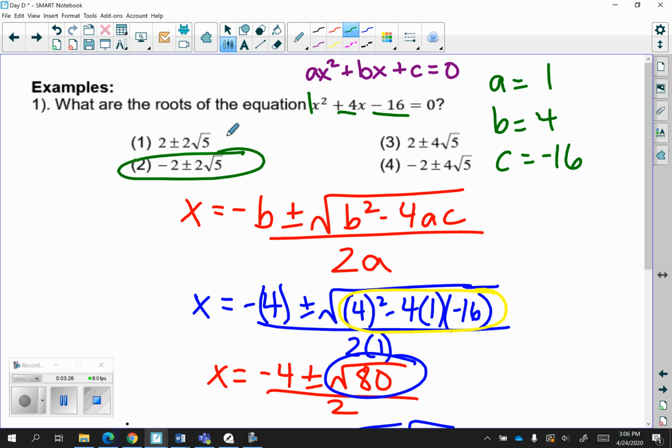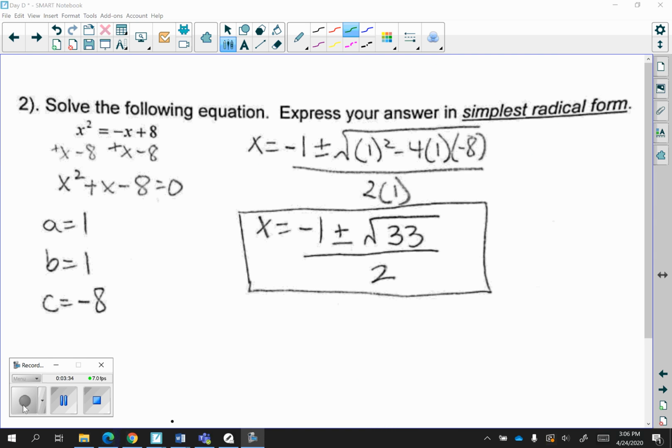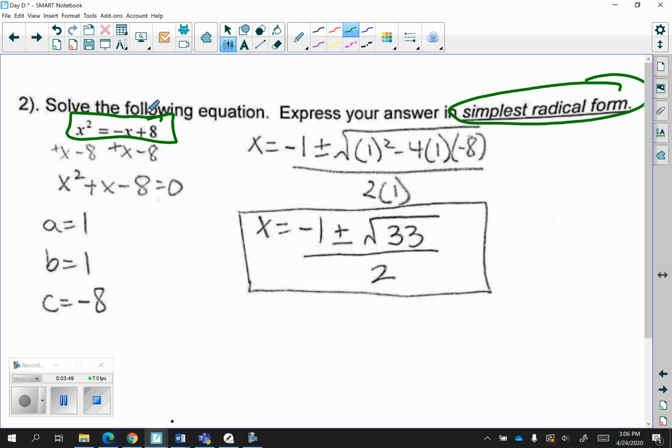Why don't you take a look at number 2 and pause the video. Notice for number 2, it says solve the following equation, express your answer in simplest radical form. Anytime you see this key phrase, simplest radical form, it's telling you to use the quadratic formula. Now, if you notice here, this isn't equal to 0, so I'm unable to use the quadratic formula the way it is there. But I want to get everything to the left-hand side and equal it to 0 on the right. So I add over the x, subtract the 8. So I get x squared plus x minus 8 is equal to 0.